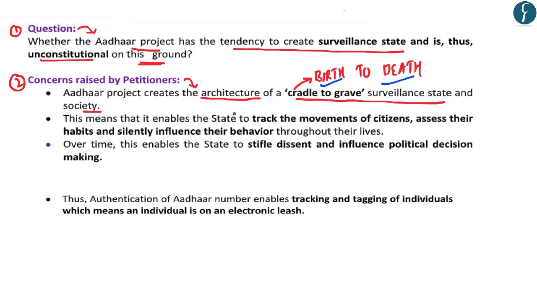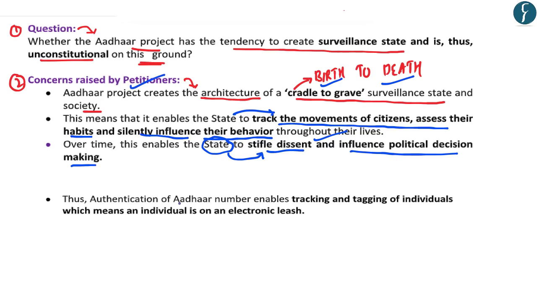Thus, by using Aadhaar, the state would be able to track the movement of its citizens, assess their habits, and silently it will be able to influence their behavior throughout their lives. And this ability of the state to monitor the activities of the citizens can in turn be used by the state to stifle dissent and influence political decision making. Thus, the petitioners argued that the authentication of the Aadhaar number enables tracking and tagging of individuals, which means that all the citizens in India will be on an electronic leash.